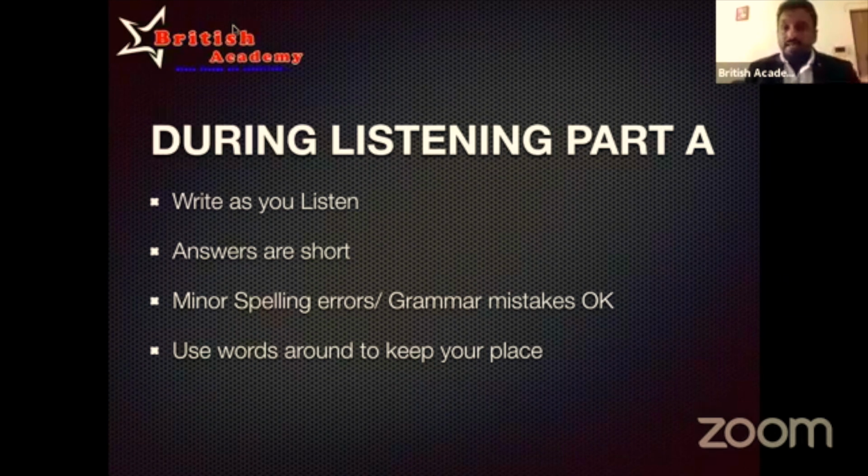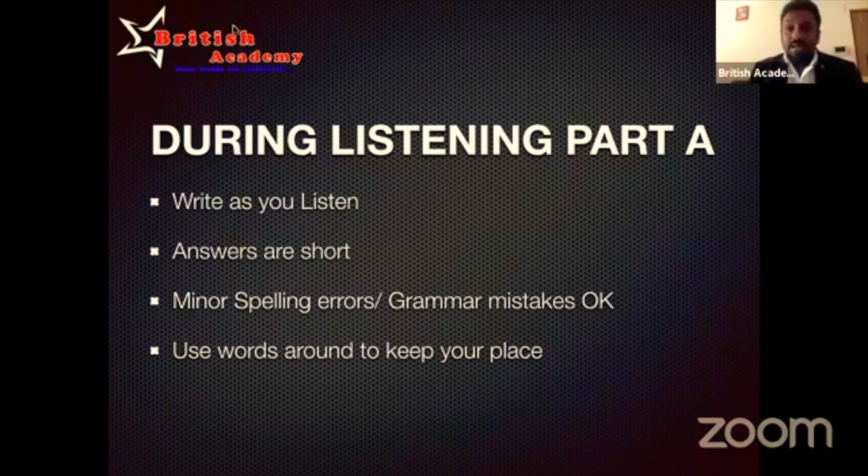Now, when you're doing listening part A, make sure you write as you listen. Don't change anything from what you listen. Make sure you write the same topic as it is. And for answers, it's better to write as short as possible. See, now in your part A, minor spelling errors are completely acceptable. Grammar mistakes are also okay. But try to avoid them as much as possible. But even if you make some minor spelling errors, it's completely fine.